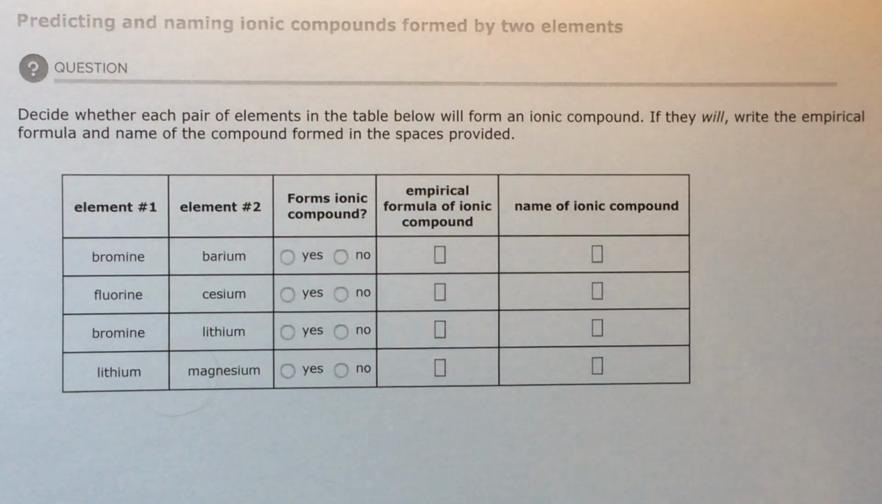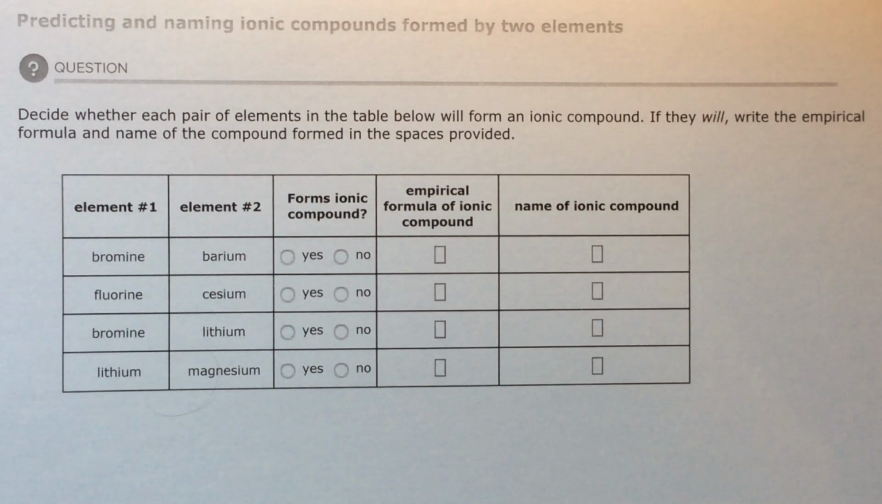Welcome back. This is an Alex homework video on predicting and naming ionic compounds formed by two elements. In a past video, we've already done predicting. We can know whether something is ionic if it's a metal joining with a nonmetal, so we could guess it. We've even derived its empirical formula from the two, based upon the fact that we know that they will always form a neutral compound. So the charges will always cancel out.